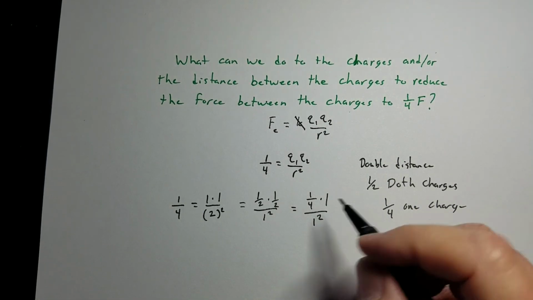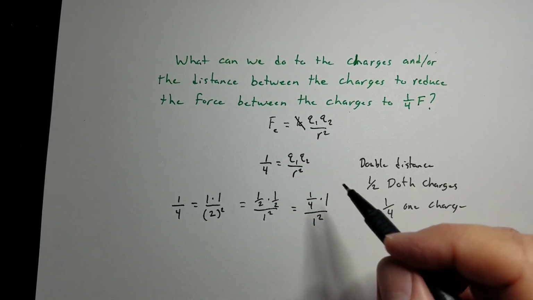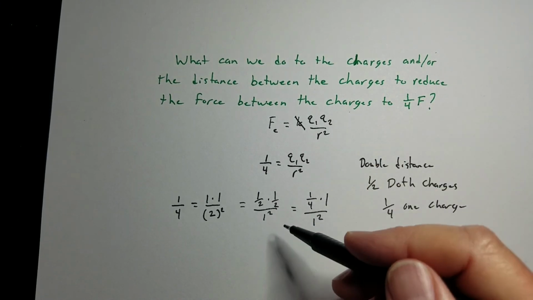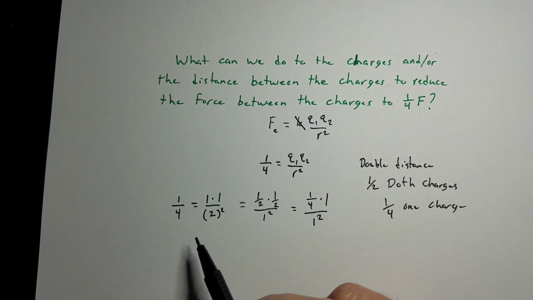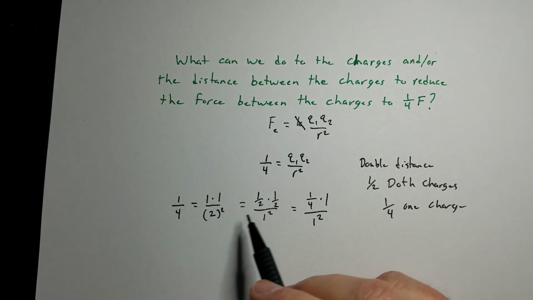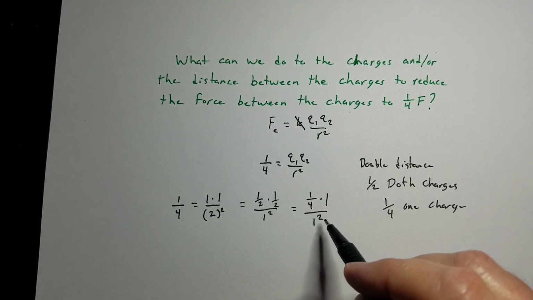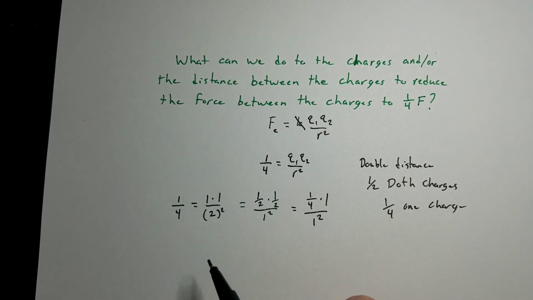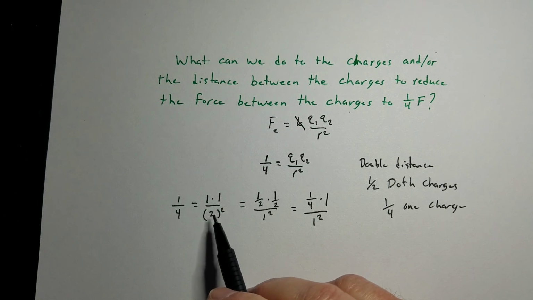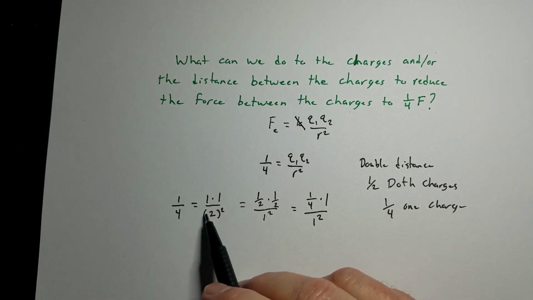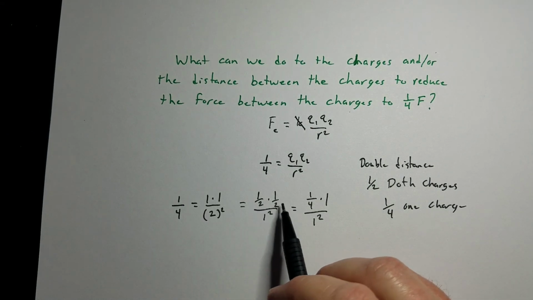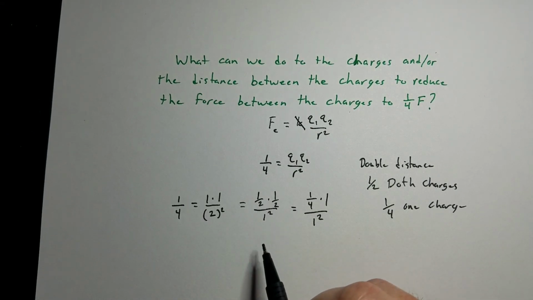And we can do more different combinations of this. We can have one charge get bigger, the other charge get smaller. There's all kinds of different combinations that we can do. But you can see there's a lot of things that we can do to get to 1/4 the force. Probably the simplest is just simply doubling the distance. That would get us down to 1/4 the force. But if we couldn't change the distance, we could reduce both charges by half as much.